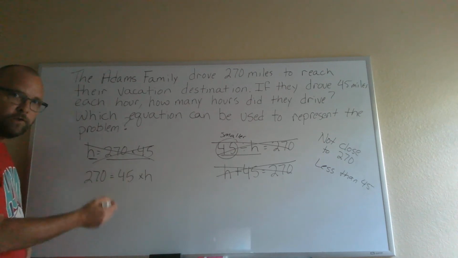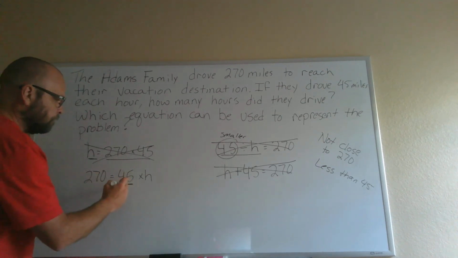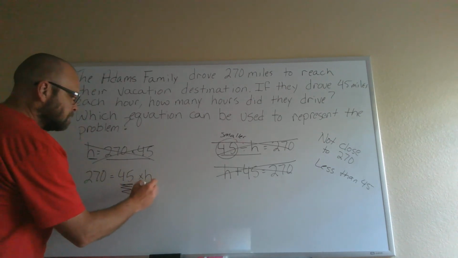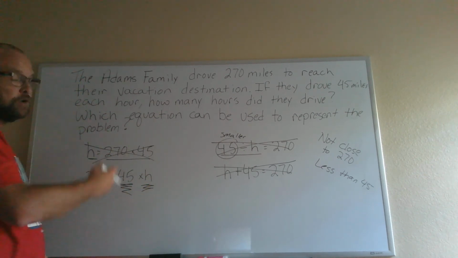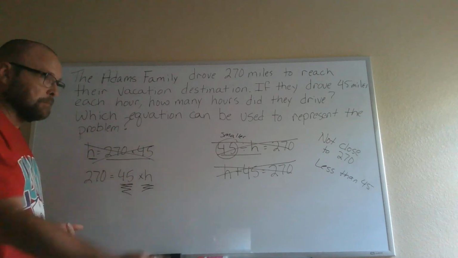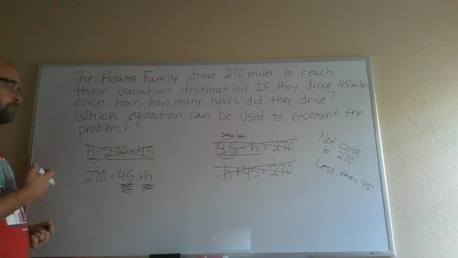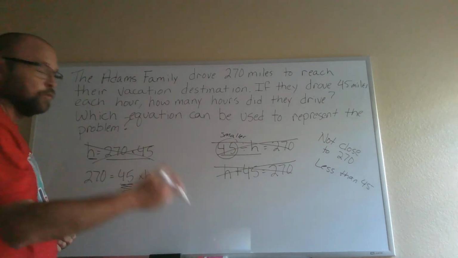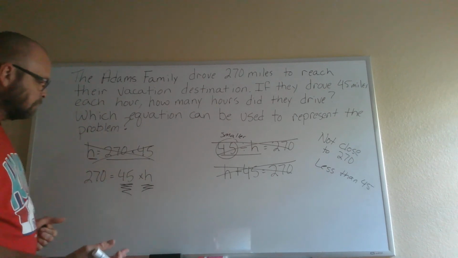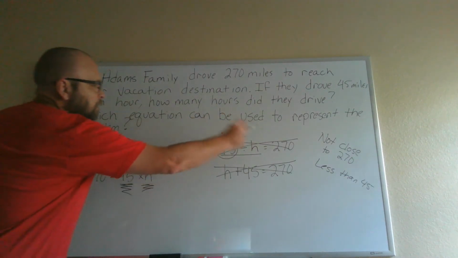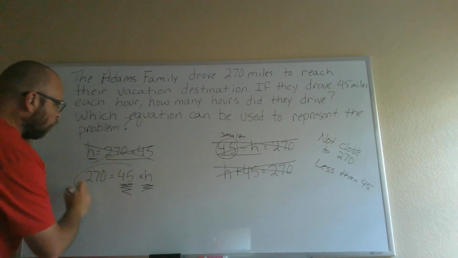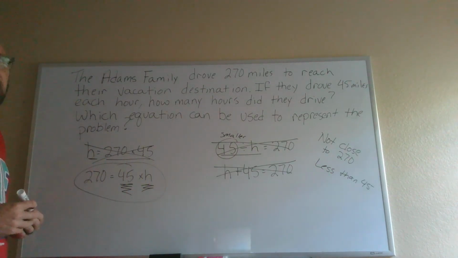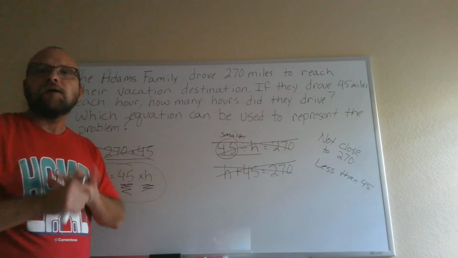This is the only one that can be the answer. 45 miles per hour times the number of hours. So 45 miles an hour times 2 would be 90 miles. 45 miles an hour times 4 would be 180 miles. If you analyze each answer choice, this is the only one that makes any sense whatsoever. You don't have to do the math.